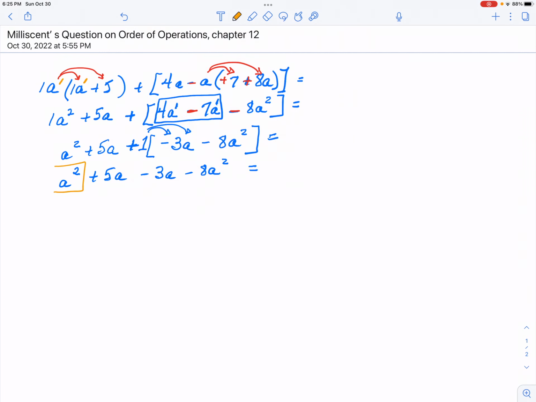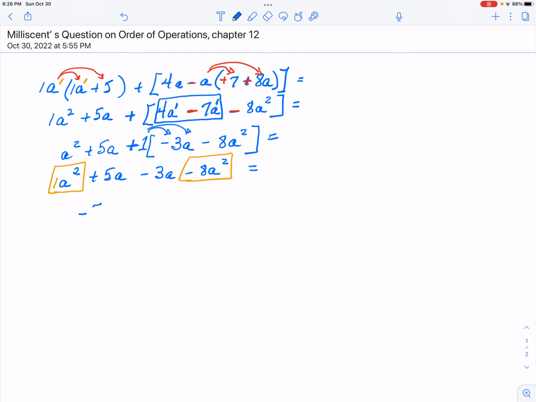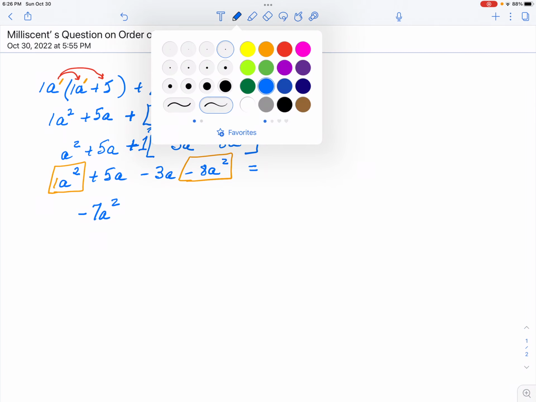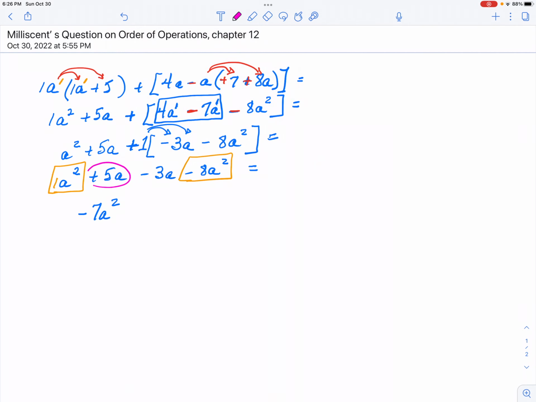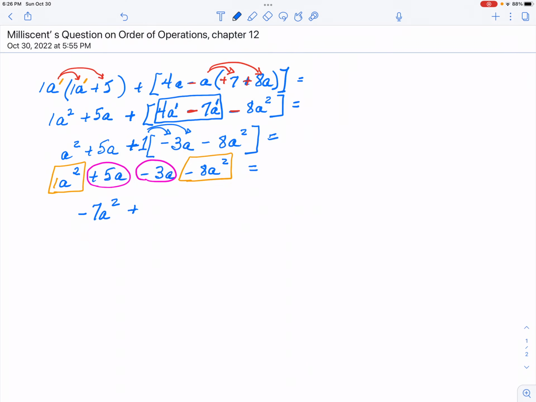All right, so finally now I think I'm ready. Here's a positive 1a squared and a negative 8a squared, so positive and negative we subtract and carry the sign of the larger absolute value. And then dealing with this positive 5a and this negative 3a, those are like terms, and those are going to combine to give me a positive 2a.